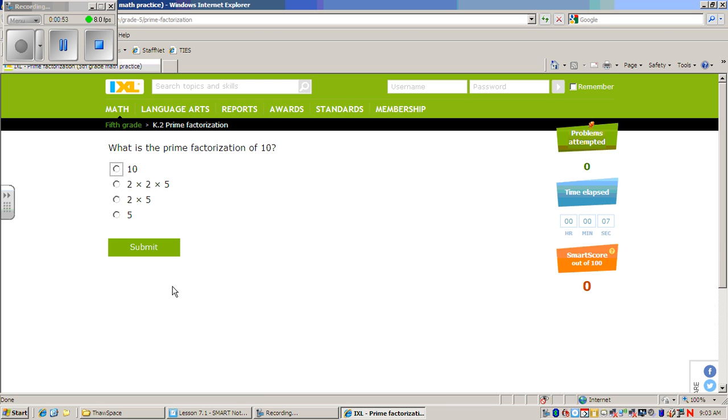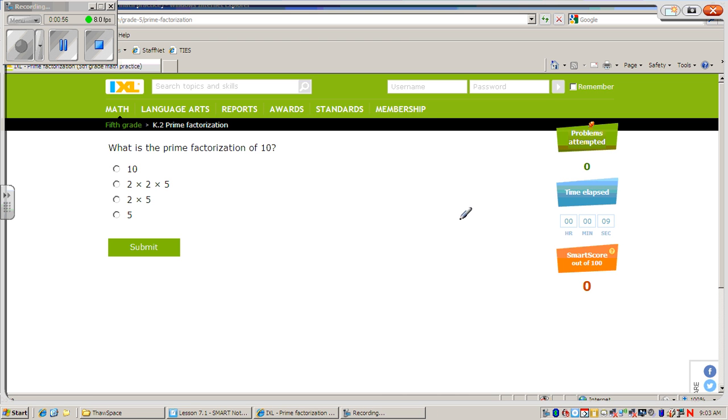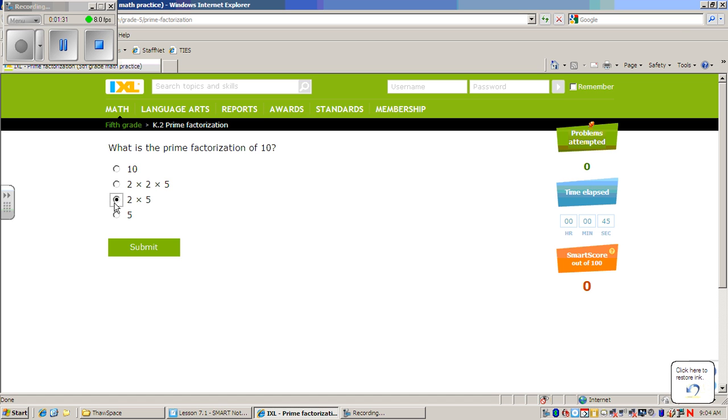So if I were to draw that tree here, remember I would do a tree like this. Sorry, my pen is kind of going all over. I have 10 at the top, and I can break that down into 2 and 5. Now, 2 times 2 would be 4, and 4 times 5 would be 20, so I know that one is not right. But if I break it down into prime numbers, now I know my answer is 2 times 5 because they are both prime numbers. So that kind of helps me a little bit. So let's do this and submit.